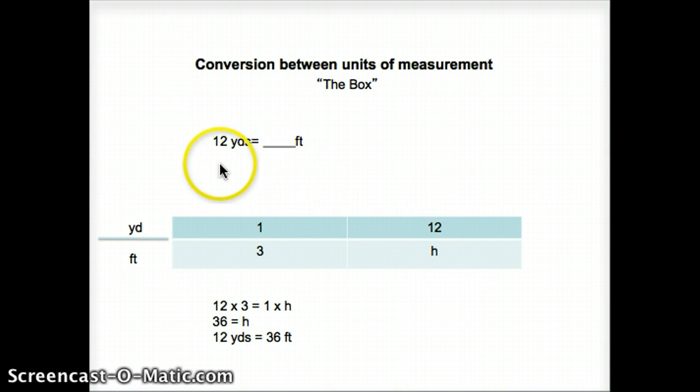This comes from your problem. So I've got 12 yards. So 12 goes next across from the yards. I don't know my feet, so I just put in a variable, h. So then you cross multiply. So 3 times 12, and then 1 times h. So 3 times 12 equals 1 times h. 36 equals h. So then you do what you can do. So 12 yards is going to equal 36 feet.